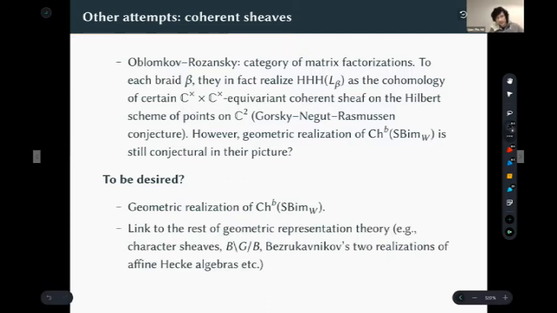And since this category actually appears in representation theory, for now it's still unclear exactly, I mean, there are obviously expectations, but unclear exactly how their story is related to other parts of geometric representation theory that are very relevant to the story, like character sheaves, the stack G mod B, or Bezrukavnikov's realization of the affine Hecke algebra. So all these things somehow should be in the picture, but somehow it's still unclear.